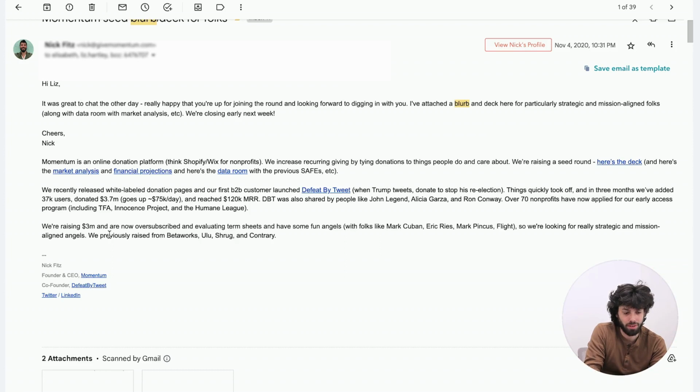What really matters here is this word, that we're oversubscribed. We included VCs in the blurb too. We just didn't include leads. Exactly. So we had competition with each other or not. That's right. Basically, are they in competition or not? And then here we said, previously raised from BetaWorks and Shrug and Ulu, but we didn't mention who's leading the round.